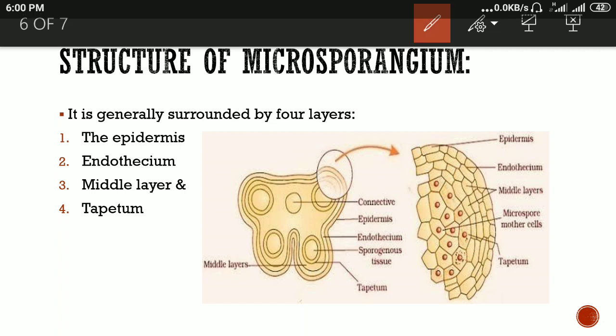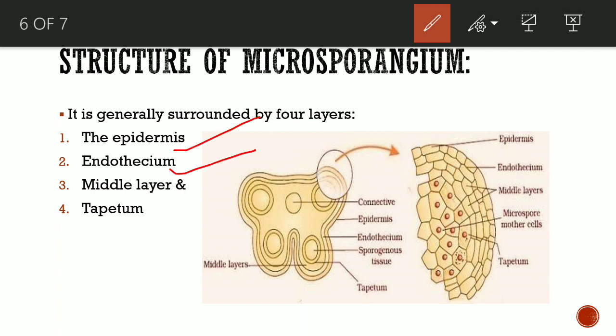The first one is epidermis, second is endothecium, third is middle layer, and fourth one is tapetum. These three layers are protective in nature and help in dehiscence of anther and in release of the pollen. The fourth one is tapetum, which is nutritive in nature. It nourishes the developing pollen grains. Cells of tapetum possess dense cytoplasm and generally have more than one nucleus.